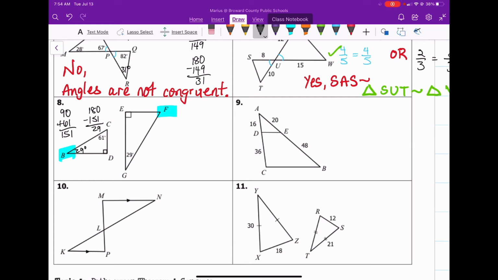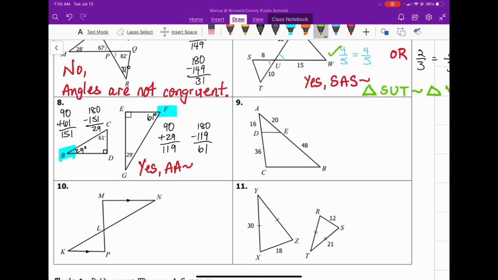Now for the larger triangle, we're going to do 90 plus 29. That's going to be 119. And then we do 119 from 180. That's going to give us 61. So this is going to become 61 degrees. Now, as we look at both triangles, all of the angles are congruent. So these are said to be similar because of angle.